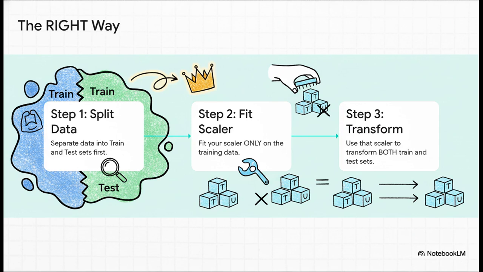So what is the golden rule to prevent this disaster? It's so simple. Split your data first, always. Then, and only then, do you do any pre-processing steps like scaling. And here's the crucial part. You fit your scaler, meaning you learn the scaling parameters, using only the training data. Then you use that same scaler to transform both the training set and the test set. This is the only way to guarantee your test data stays 100% pure and unseen.